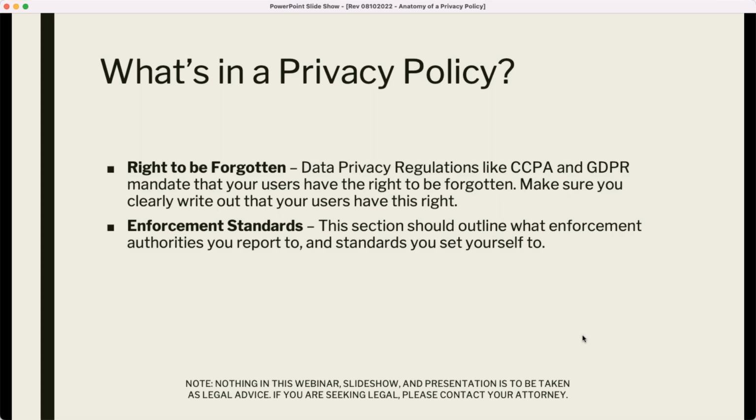Next is enforcement standards. This section should outline what enforcement authorities you report to, if applicable. This is not always going to be applicable, but there are certain industries, like financial industries, that you would report to, and the standards that you are held to. So if this is applicable to your business, you can put in these are the enforcement standards. For example, a financial technology company would report to FINRA or whatever else it is, or a healthcare technology company would report to the Department of Health and Human Services.